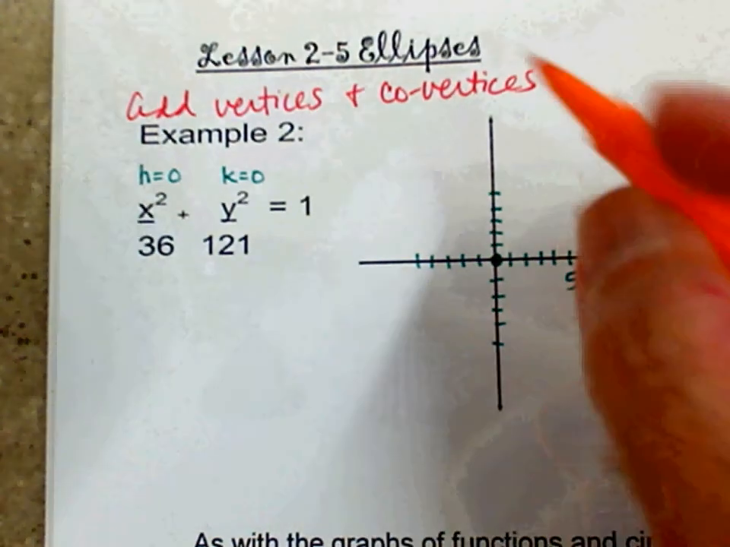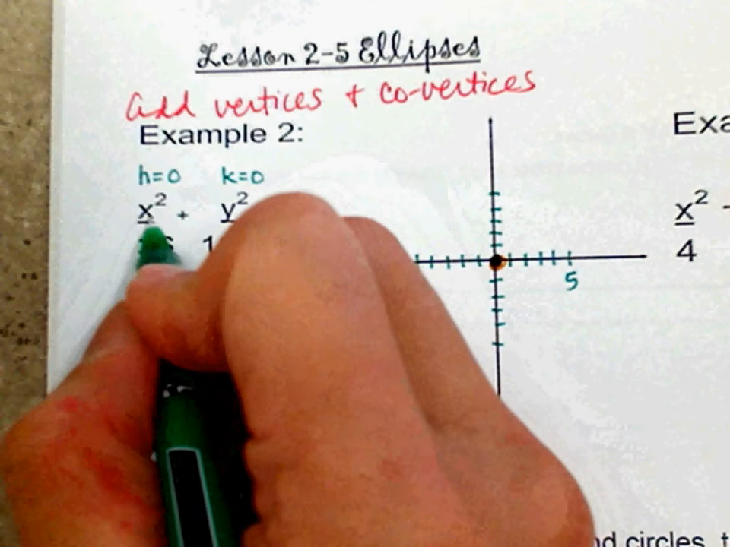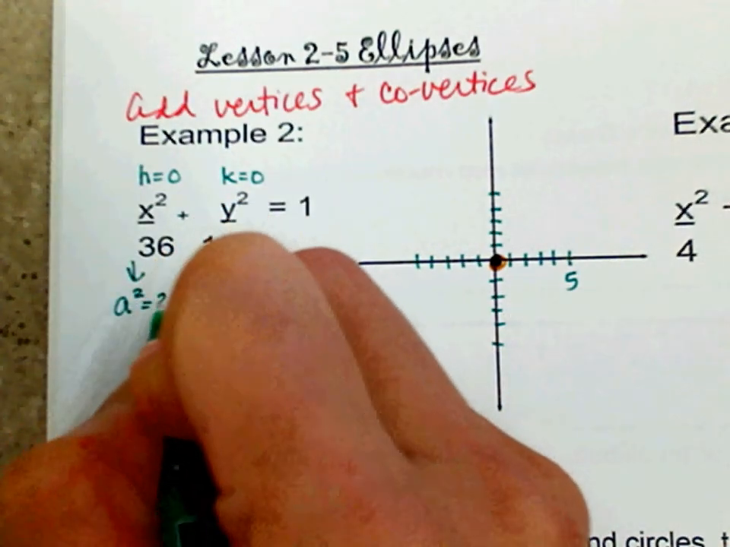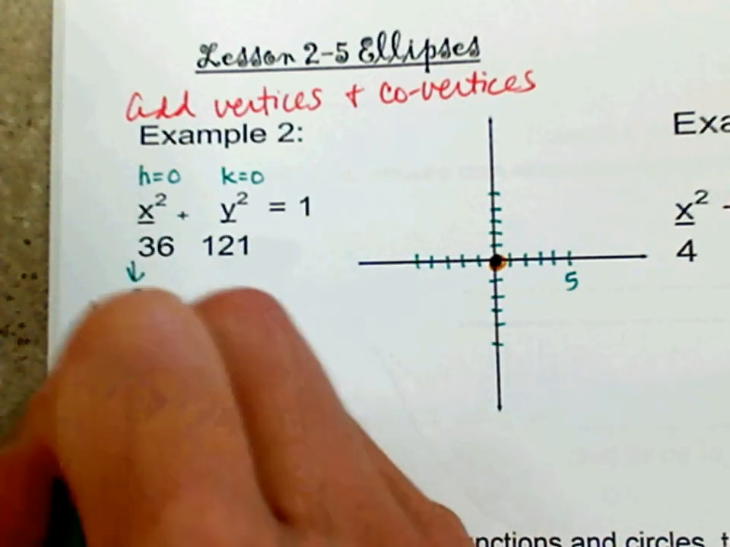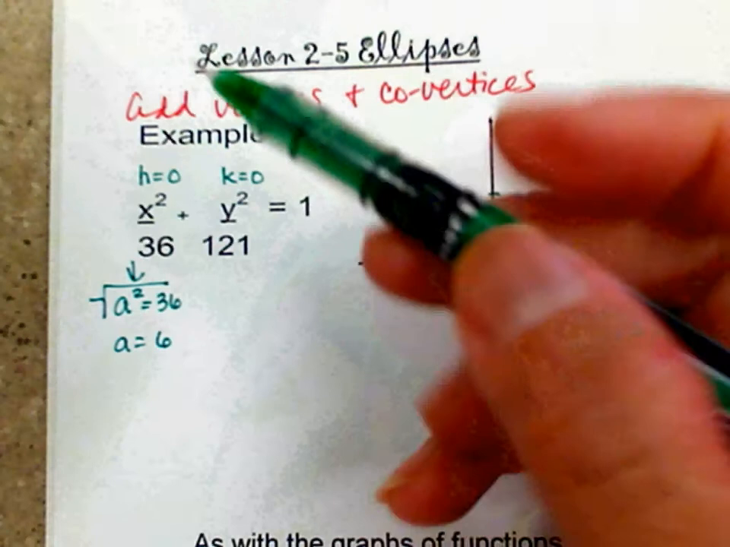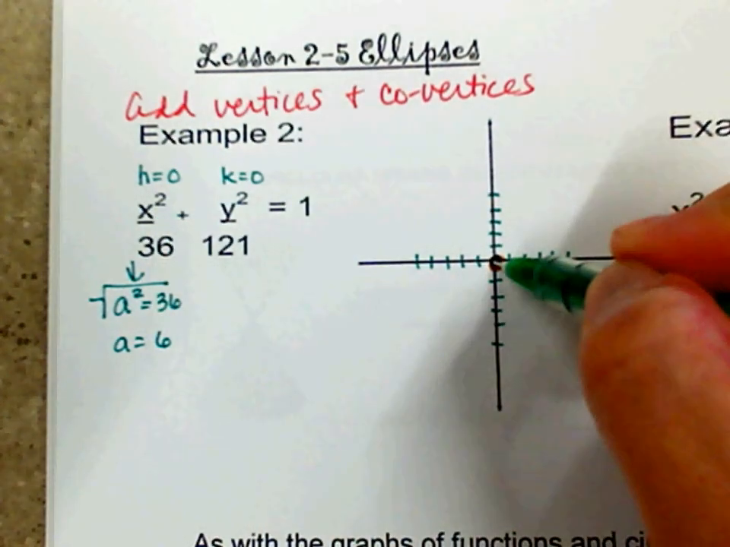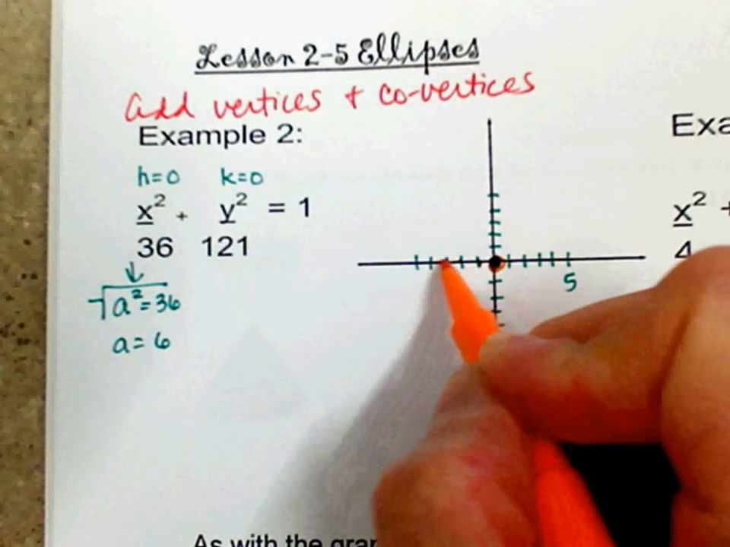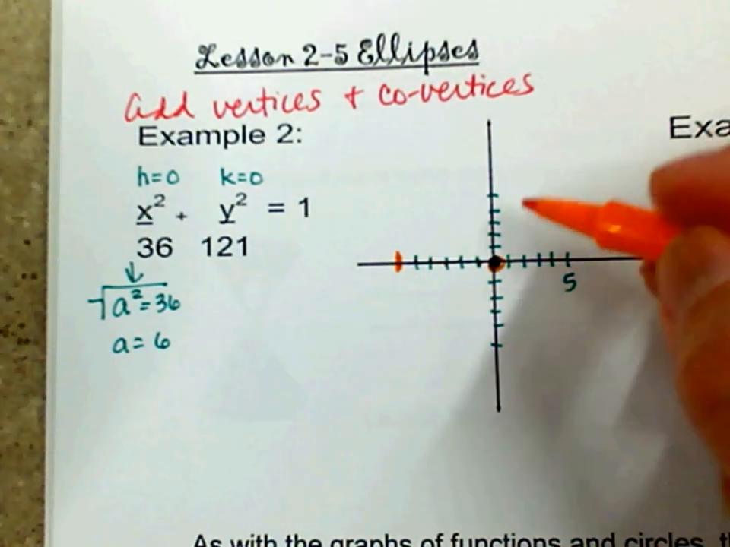Now, X, here's your A square. So A square is equal to 36. So what is A equal to? 6, because you have to take a square root. Notice your X goes left and right. So X, I'm going to go 6. 1, 2, 3, 4, 5, 6. Okay? So from the center, like your circle, I'm going to go to the right 6 also.